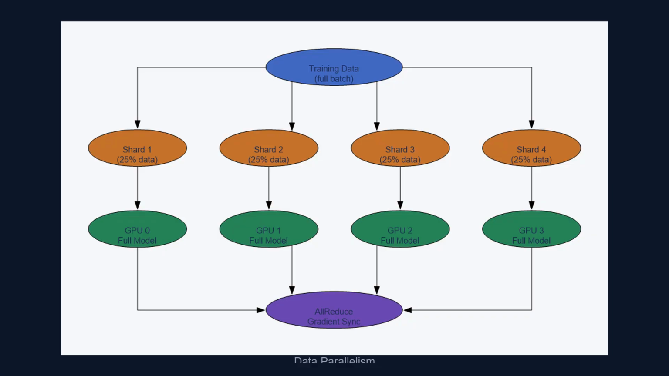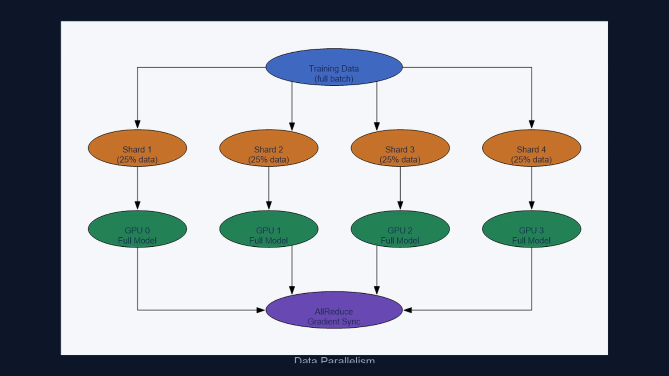This diagram shows data parallelism in action across 4 GPUs. The full training dataset enters at the top and gets divided into 4 equal shards. Each GPU receives 25% of the data for that step. Critically, every GPU holds a complete copy of the model. They're not sharing layers, they're each running the full model on different data simultaneously.